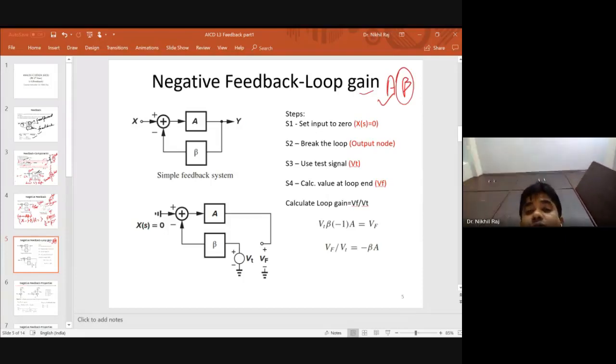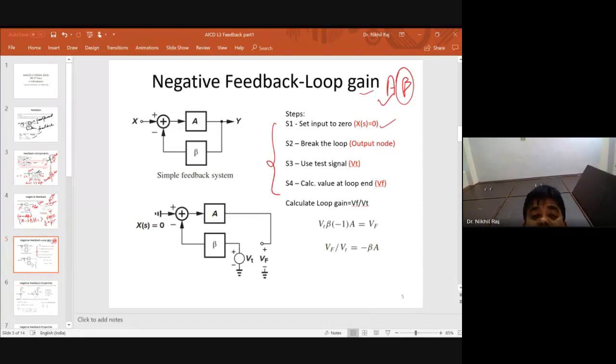Then the question comes, how to calculate the loop gain. The calculation of loop gain is very simple. There are four steps to calculate the loop gain. Step number one, set the input to zero. Second step, break the loop. Generally at the output we detach the feedback. First we analyze which is the feedback element that we detach from the main output. After that we use the test signal and then we calculate the VF voltage.